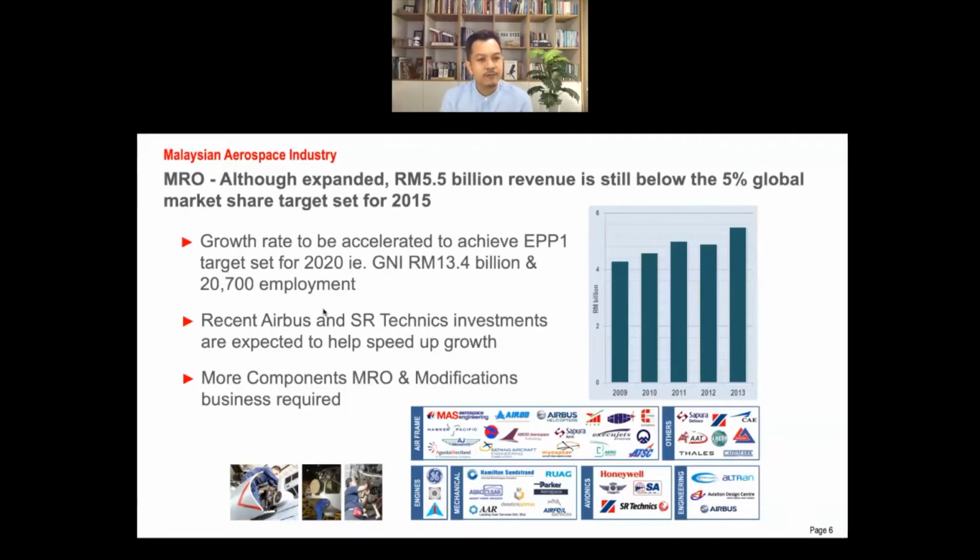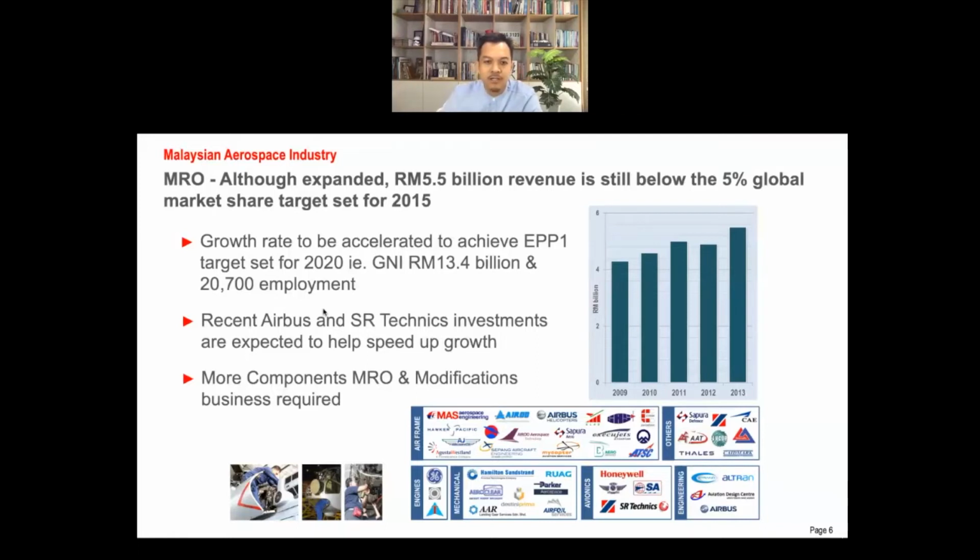We do have recent Airbus as well as SR Technics investments. These are two giant companies expected to help speed up the growth of our Malaysian MRO activities, and more component MRO as well as modification business is required.